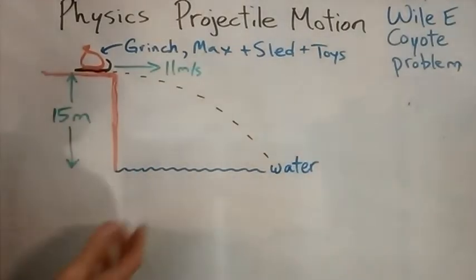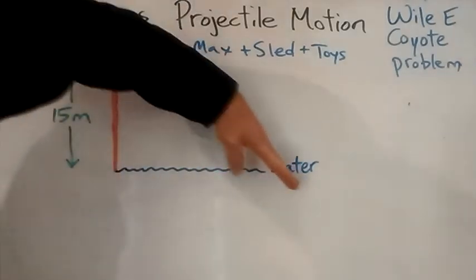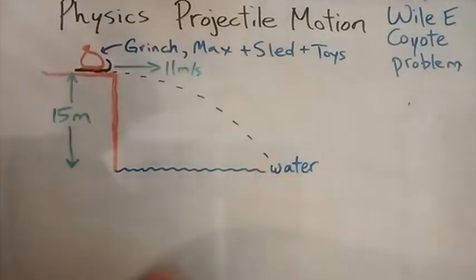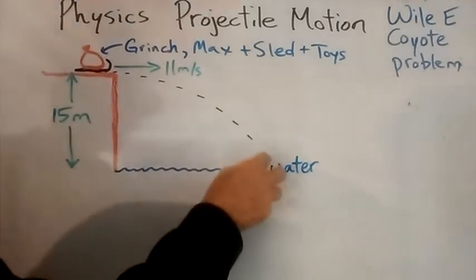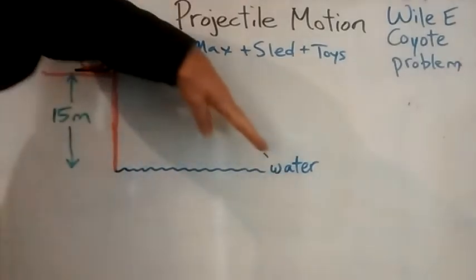Sled and Max the dog and the toys would all hit the water, and they'd be hitting it at about that angle. So what we will do is find out what the true velocity is if you radar gunned him just before he hit the water, and what that angle of impact is.